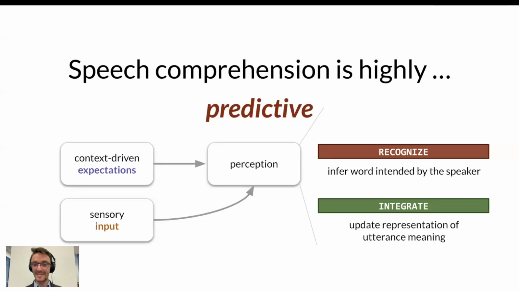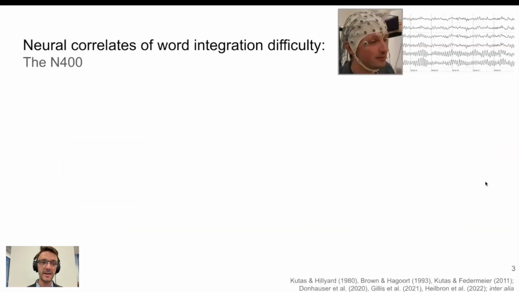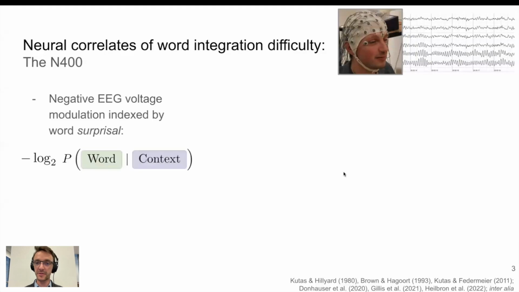And we know a lot about this latter process of integration, and I'll focus today on the neural correlates of word integration as measured in scalp EEG. I'm referring here to the phenomenon of the N400. The N400 is a negative voltage modulation measurable via scalp EEG, whose amplitude is indexed by word surprisal. That's its negative log probability in context.